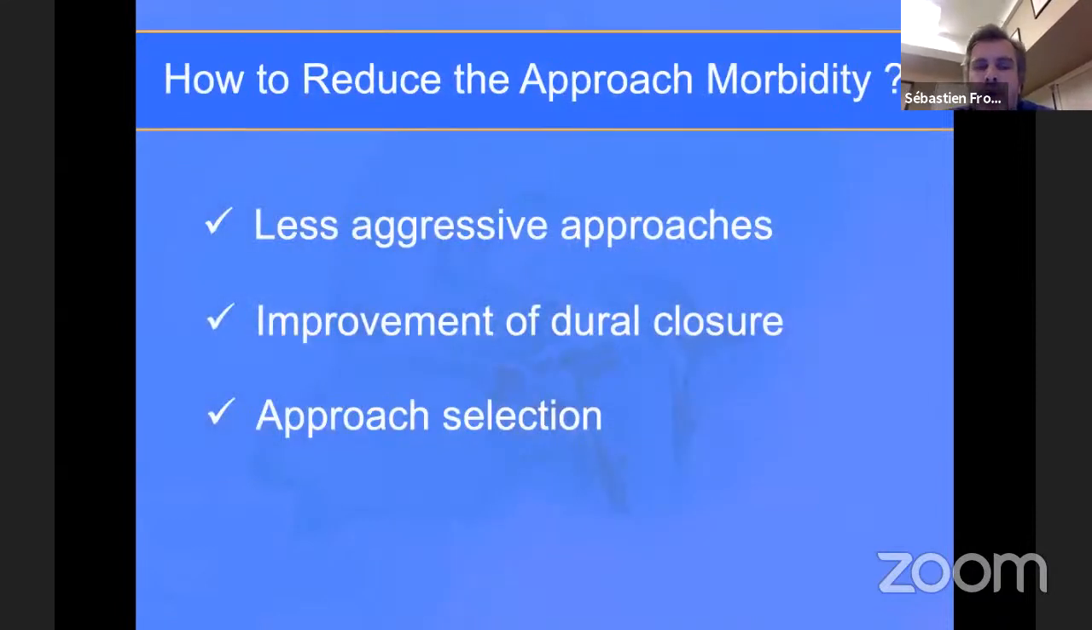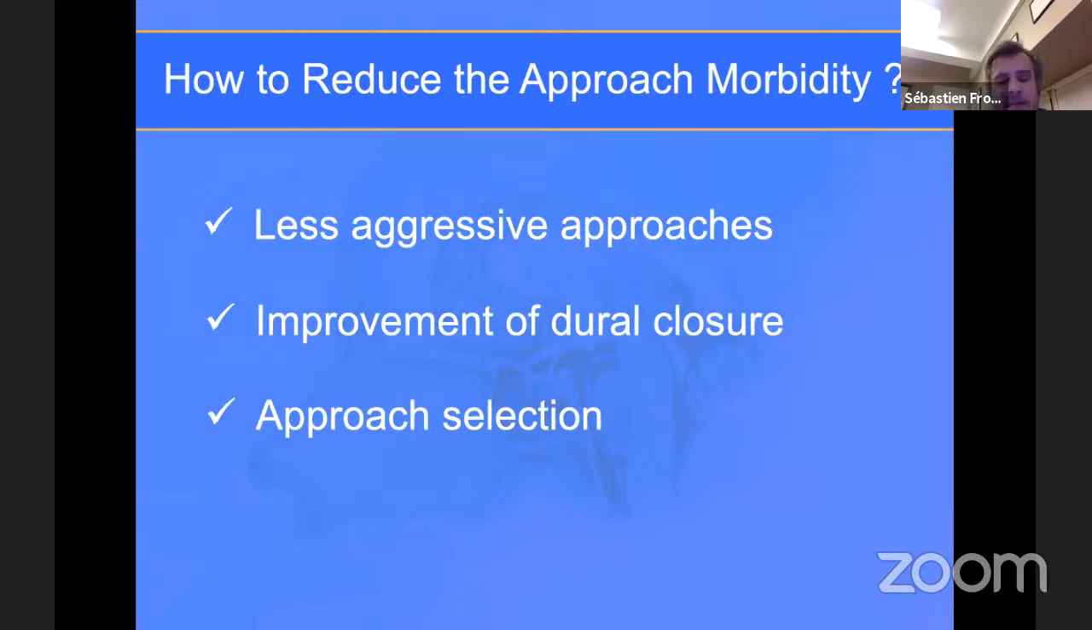So I think we need to try to reduce the approach morbidity. For this, first, we need to try to be less aggressive, respecting the endonasal anatomy as much as possible, taking advantage of the paranasal cavities, but without creating a big working volume. That's the true meaning of the endoscope, in fact, to take advantage of what nature gave us, to go deep into the sphenoid sinus and not necessarily to create a big working corridor. We also have to improve dural closure.